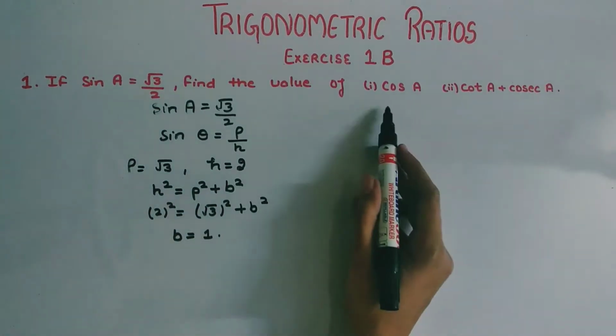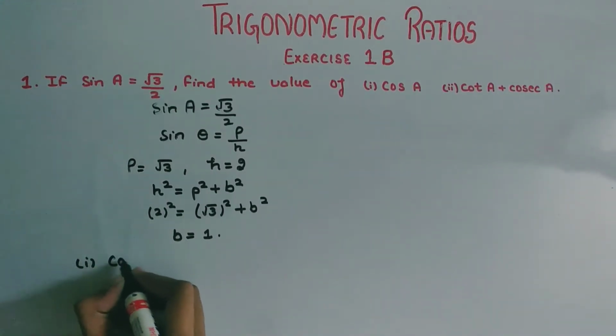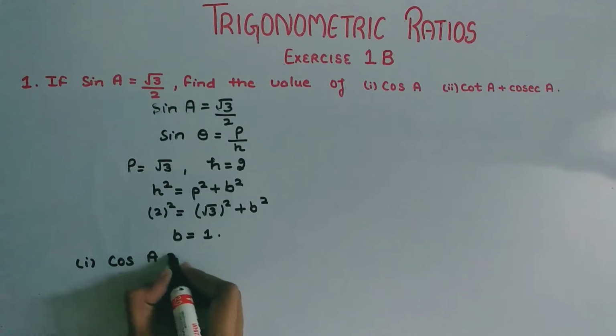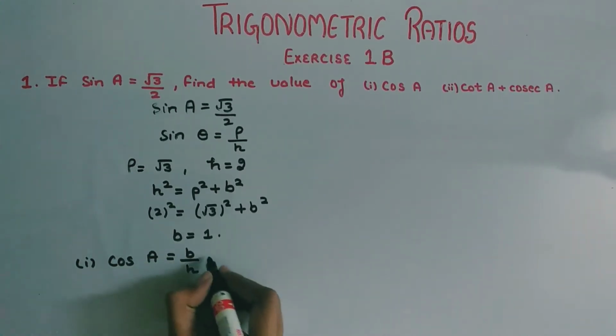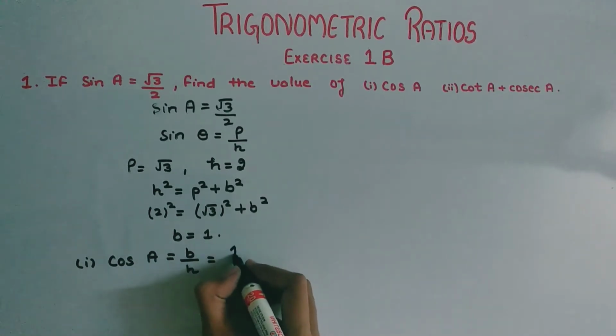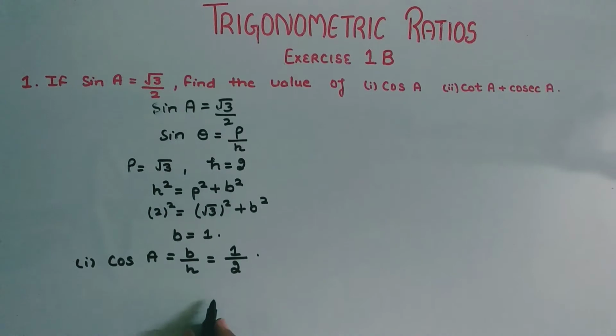Now first we have to find is cos of angle A. Cos of any acute angle A is equal to its base upon hypotenuse. We have value of base, that is 1, and that of hypotenuse is 2. Hence cos of angle A is 1 divided by 2.